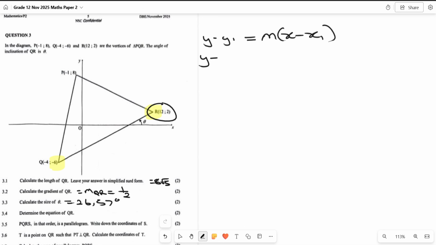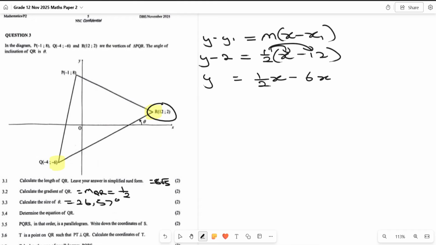So our y minus 2 is equal to, remember our gradient is 1 over 2, times (x minus 12). Then y is equal to 1 over 2 x. Let's remove the brackets: 1 over 2 x, and then this gives us minus 6, not minus 6x, just minus 6, and then it's going to be plus 2. Therefore, our equation is going to be 1 over 2 x minus 4. We just get that and we move on.